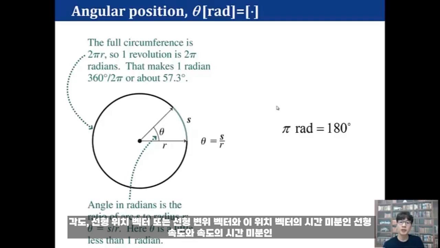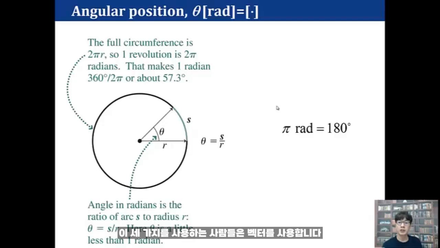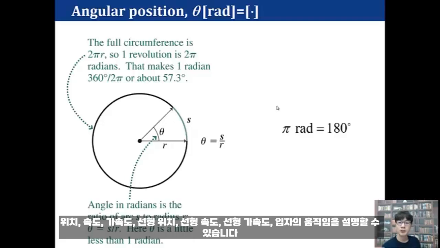We require linear parameters such as the linear position vector or linear displacement vector, and the time derivative of this position vector, which is linear velocity, and the time derivative of the linear velocity vector, which is linear acceleration. Using those three vectors, position, velocity, acceleration, we could describe the motion of particles.